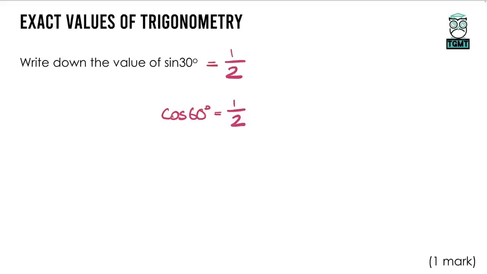They are the kind of things that I would have written down on a revision card, and then just before the exam I'd be looking through my revision cards and just remember, if I see sine 30 or cos 60, remember to write down 1/2.